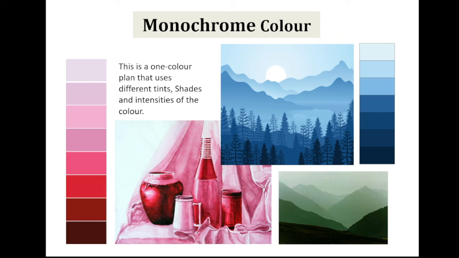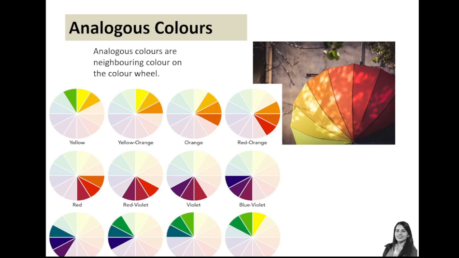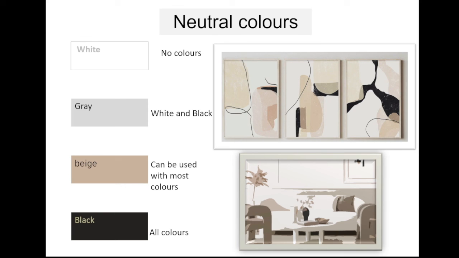Monochrome color. A monochrome means a single color. So, one color plan that uses different tints, shades and intensities of the color. Analogous color. Analogous colors are neighboring colors on the color wheel. As you can see, yellow, yellow orange, orange, red orange, they are neighboring colors. So you can identify all neighboring colors when you see the wheel. Neutral colors. White, gray, beige and black are neutral colors.